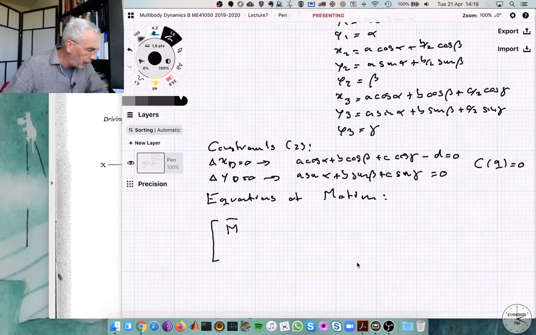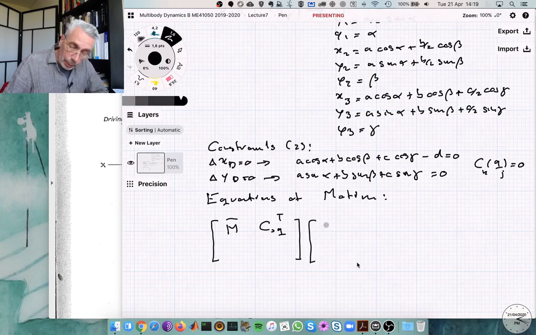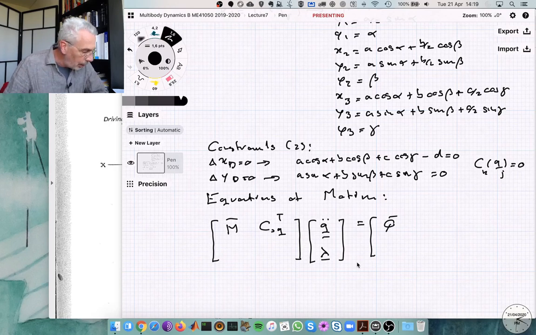And maybe I put a K. Did I use a K in the past? C, K, or QJ. So here I then have my constraints differentiated with respect to the generalized coordinates, the Jacobian of that. And then my coordinates are my generalized coordinates. And then I have two Lagrangian multipliers in this case, because I have two constraints, equals, and then on the right hand side I have my generalized forces Q. I will come back in a minute to what they are.